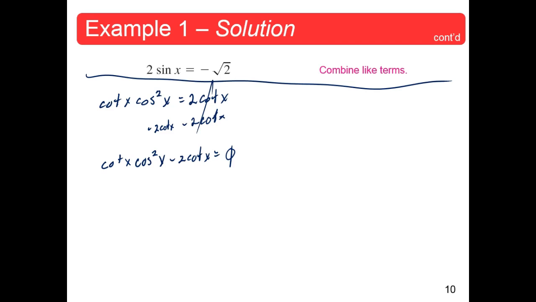Anybody? Factor. Okay. And what would you factor? It's the only common factor. Cotangent x times cosine squared x minus 2. And that's equal to 0.